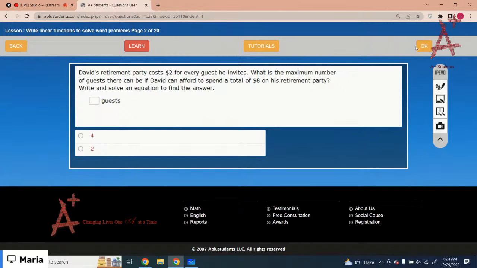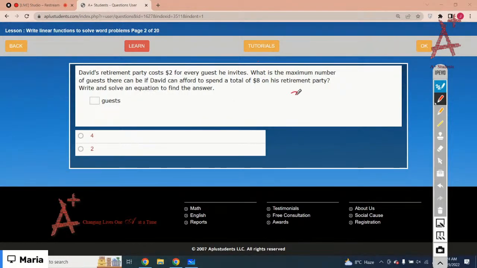So for one guest, he can afford $2. Got it? So it would be guests and cost. For one guest, $2, two times one. Got it? For two guests, two times two. For three guests, two times three. So for x guests, two times x. That means the equation would be y equals 2x. But if he had a total of $8, how many guests can there be?